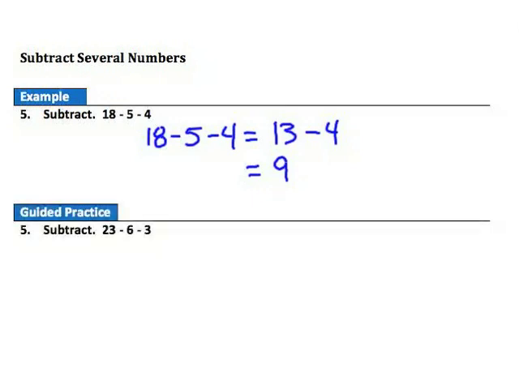Now it's time to check your understanding of subtracting several numbers. Hit pause on your video player and answer the guided practice question. When you're done, hit play to see how you did.